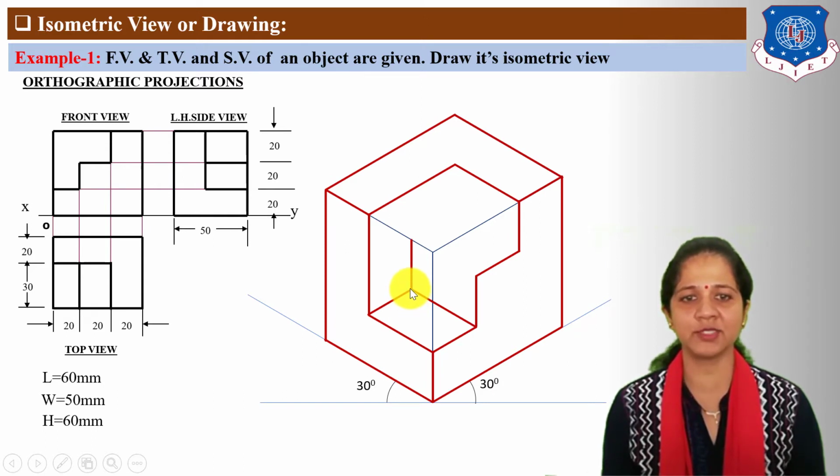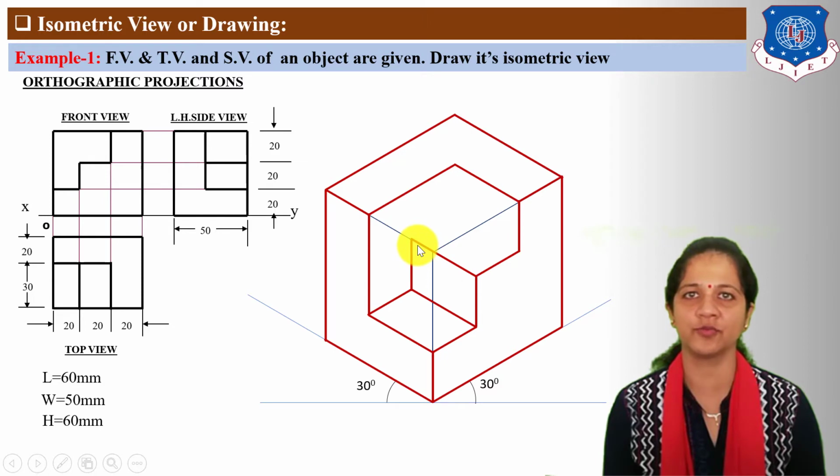Next from this point draw parallel to the height line because the missing line from this point is height. Next from this point draw parallel to the width line because from this point the missing line is parallel to the width line. Next from this point draw the missing line which is the length line parallel to the length line.